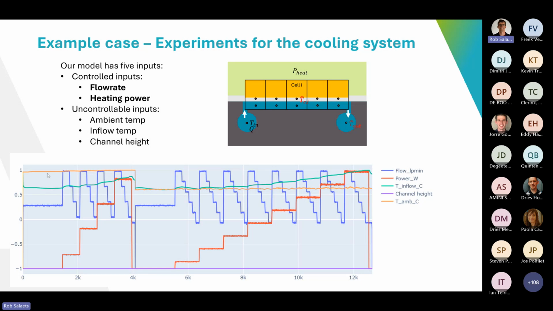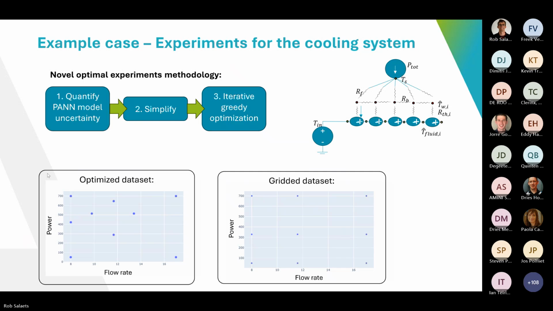Now the experiment we will do is, can we do better than a uniform grid sampling? So we have a research approach based on the model uncertainty to come up with optimal experiments. And how we do that is here in a simple scheme. So we quantify the model uncertainty, we simplify it and make a sort of approximate model for it with Gaussian processes. And then we do an iterative greedy optimization. And then we try to compare the optimal data set according to these methods to a gridded data set which has the same amount of points.